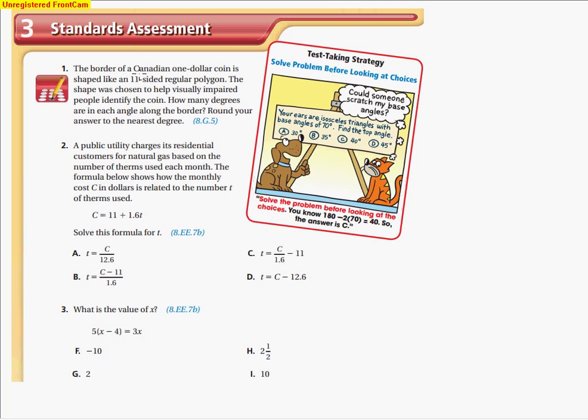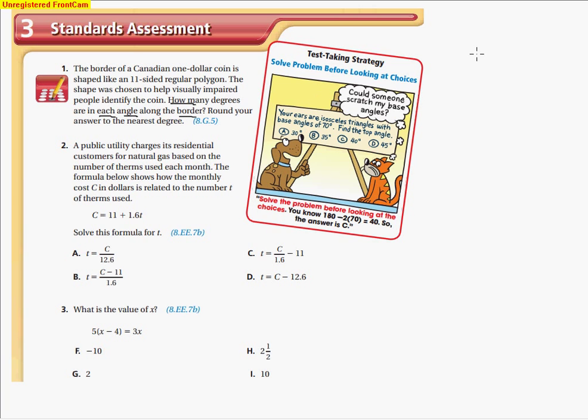It says the border of a Canadian $1 coin is shaped like an 11-sided regular polygon. The shape was chosen to help the visually impaired people identify the coin. How many degrees are in each angle along the border? Round the answer to the nearest degree.